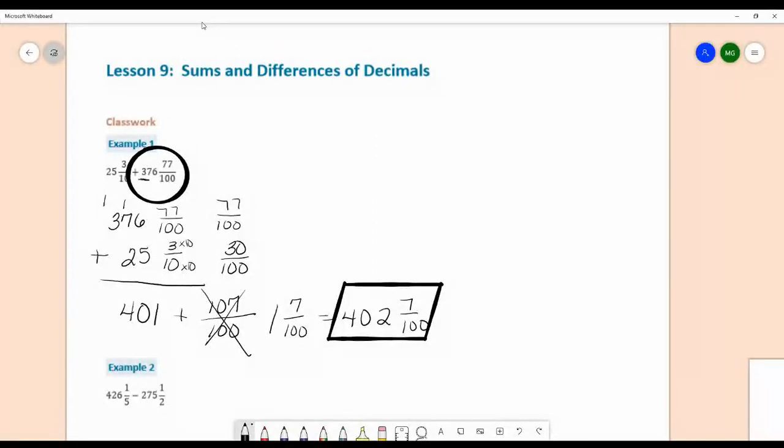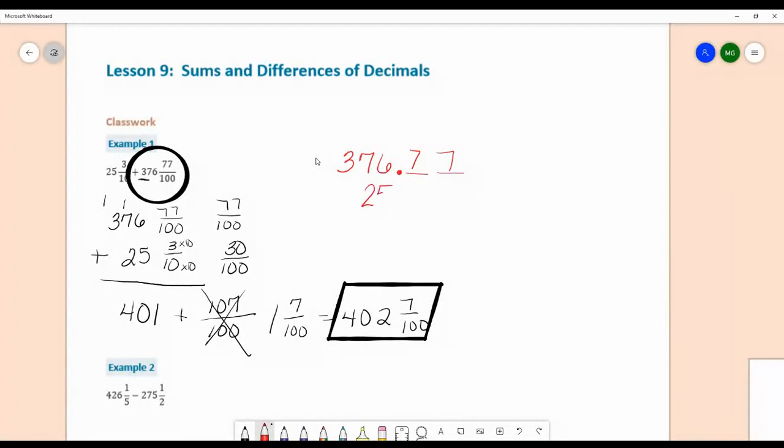Now, doing it a different way, I'm going to go ahead and show you, some of you would rather work with decimals instead of working with fractions. So another way you could have done that was write these numbers as decimals and then just add them. So I'm going to write 376 and then I have my tenths, hundredths. There's my tenth spot, hundredth spot. So I could put my 77 here because I have 77 hundredths.